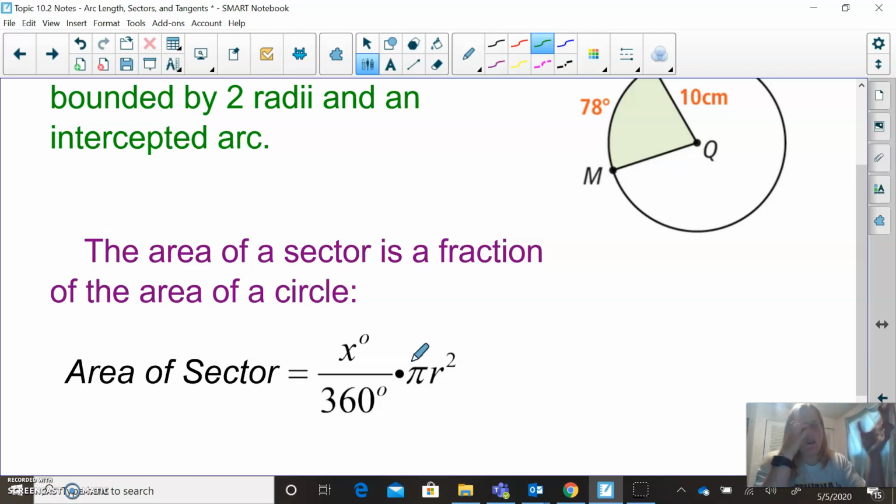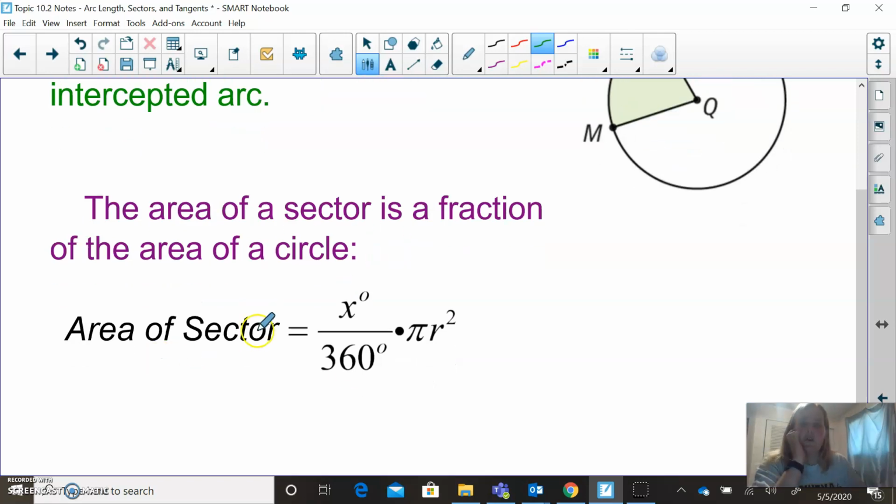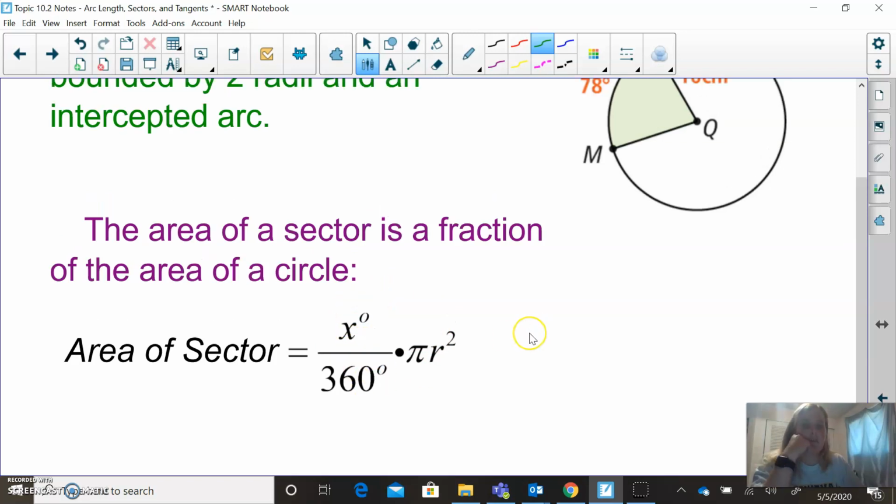The slice of the pizza is the sector, and we want to find the area that that piece of pizza takes up, okay? So, the formula for area of a sector involves the area of a circle formula, right? Pi r squared, that's area of a circle. And then we're going to take the degree measure and divide it by 360.